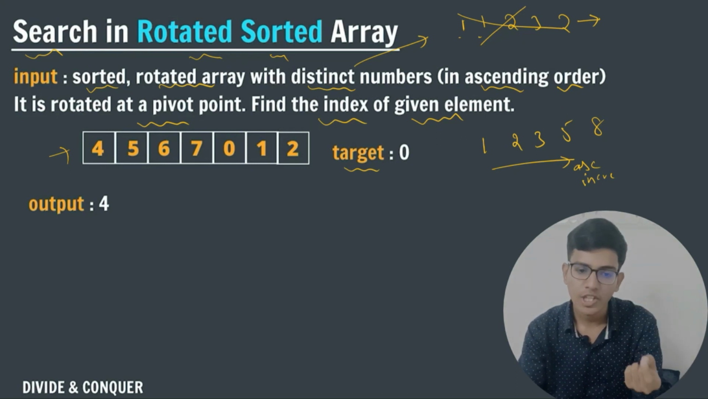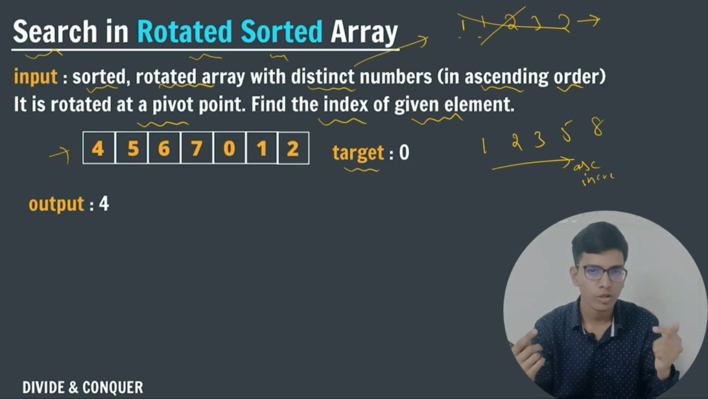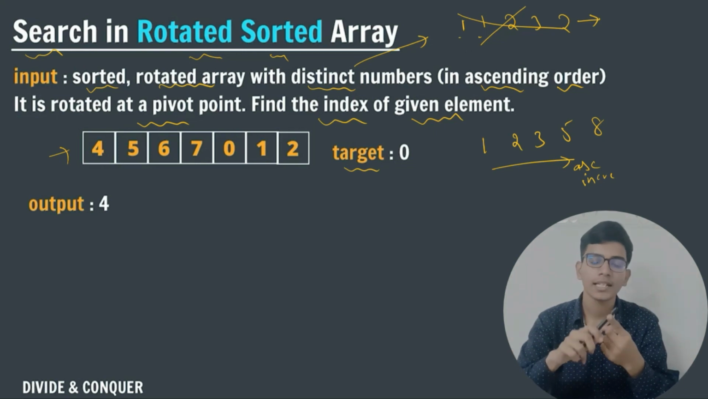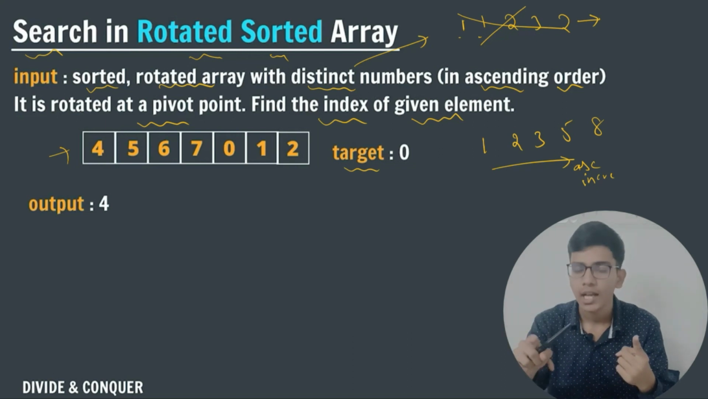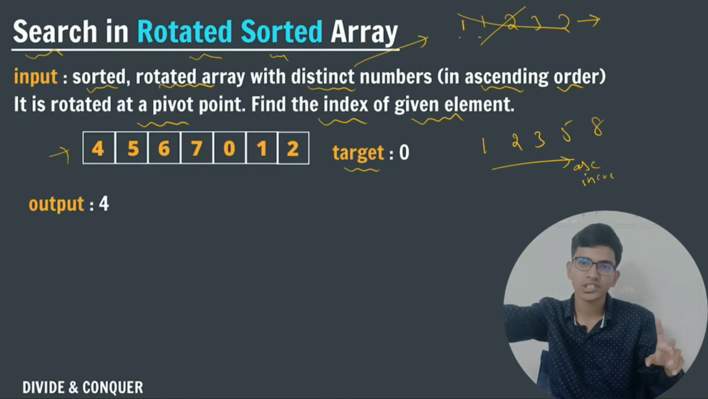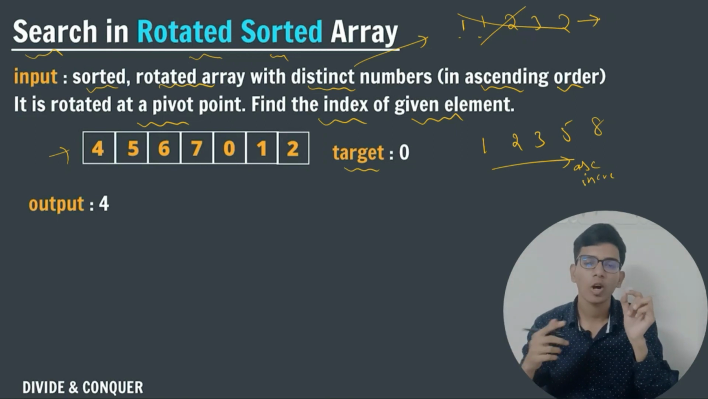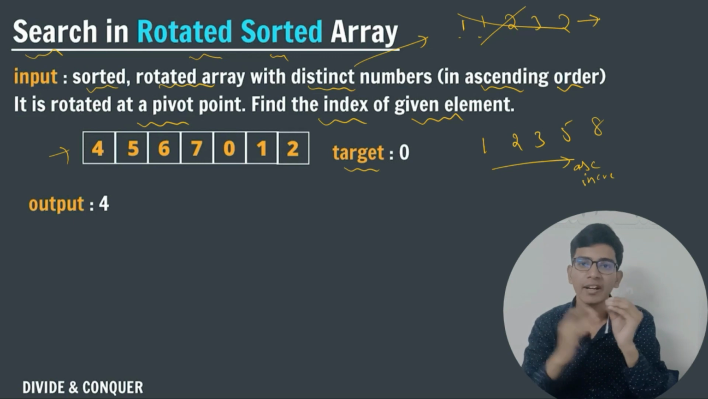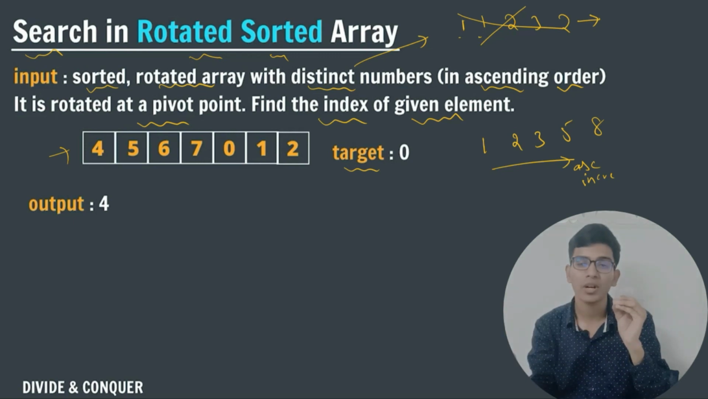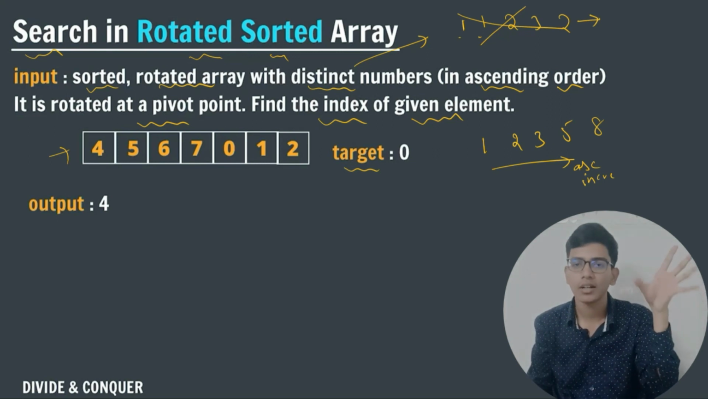There are two kinds of rotation when you are solving a rotated array question. The first one is left rotation, where whatever elements are present on the left are shifted towards the right side. The other is right rotation, which means whatever elements are present on the right side of the pivot point go forward towards the left side.